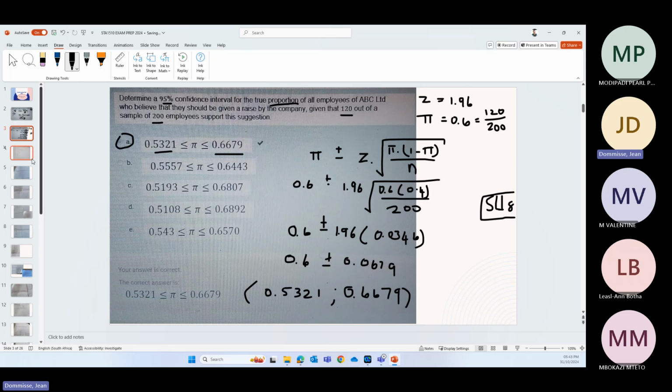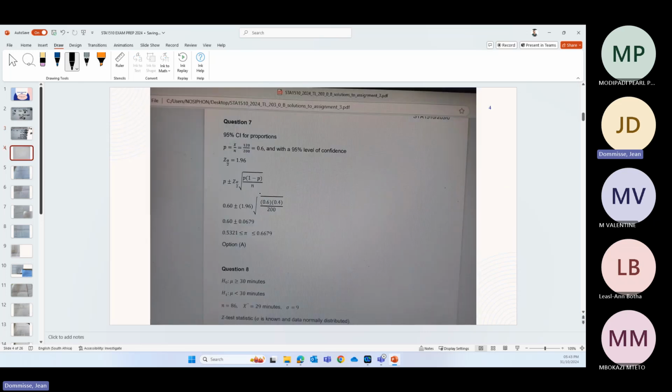Okay, and I think the answer was also shared with me on how to work it out. So I have added that for you guys as well.